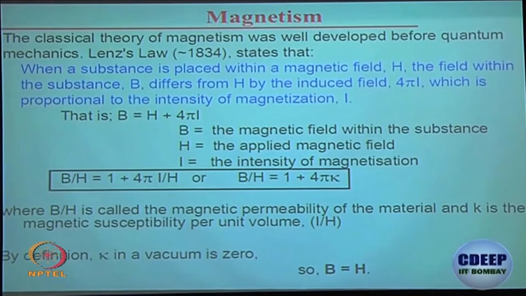The total magnetic field you get is equal to the applied magnetic field H and the intensity of magnetization, how much magnetization it is going to get. That's the total magnetic field within the substance. Not only the field you create, what the material is made of makes a difference. The type of material you have makes a difference.